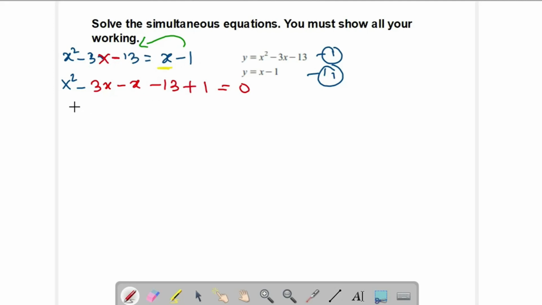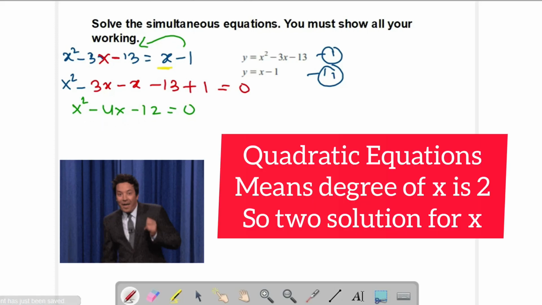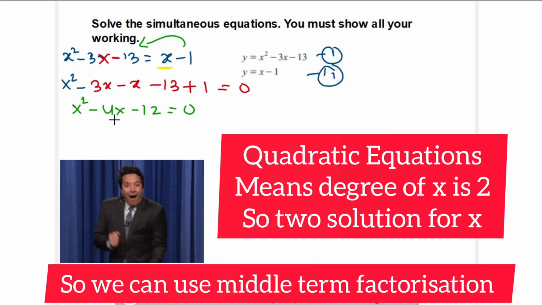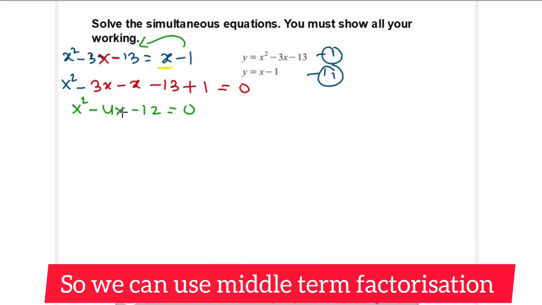This x becomes minus x. So I am going to solve for x. Minus 3x minus x is going to be minus 4x minus 12 is equals to 0. Now this is a quadratic equation and we have to solve this equation in order to get the final answer. Okay, so let's see what can be done for this one.